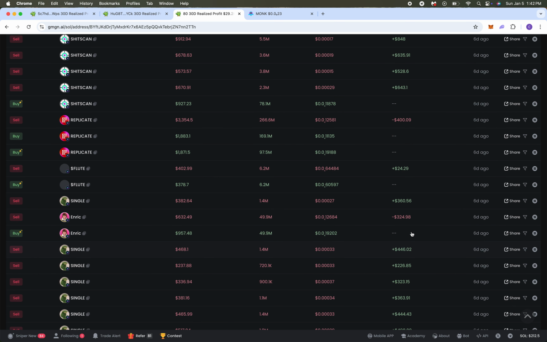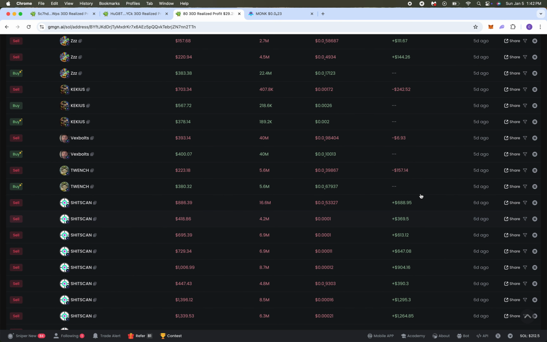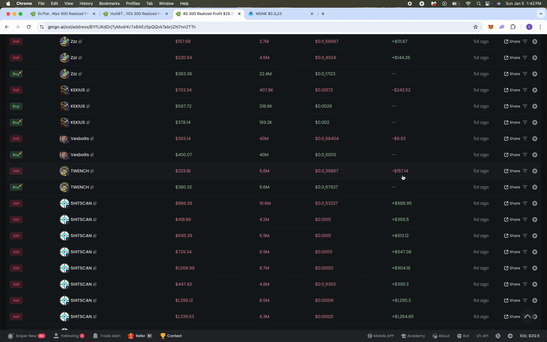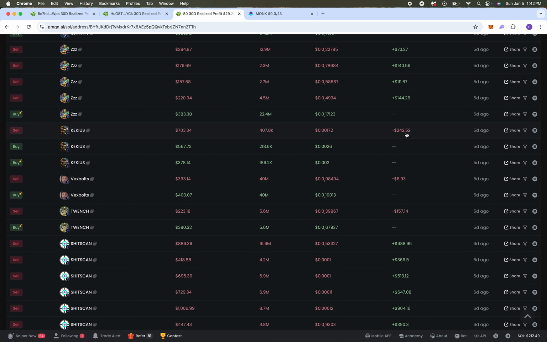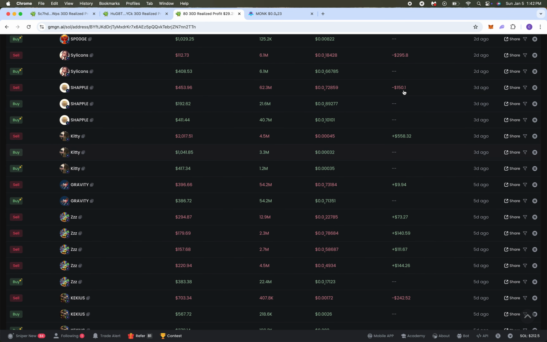So when you find a wallet like this and you want to commit, one of the biggest mistakes that people make, guys, is, for example, let's say you want to copy this wallet and you start copy trading him and you start following him right here, and you have 3 losses in a row. You're going to get discouraged about this wallet and you're going to stop copy trading him. But then after you stop copy trading him, this happens, and then this happens, and then he starts hitting trades.